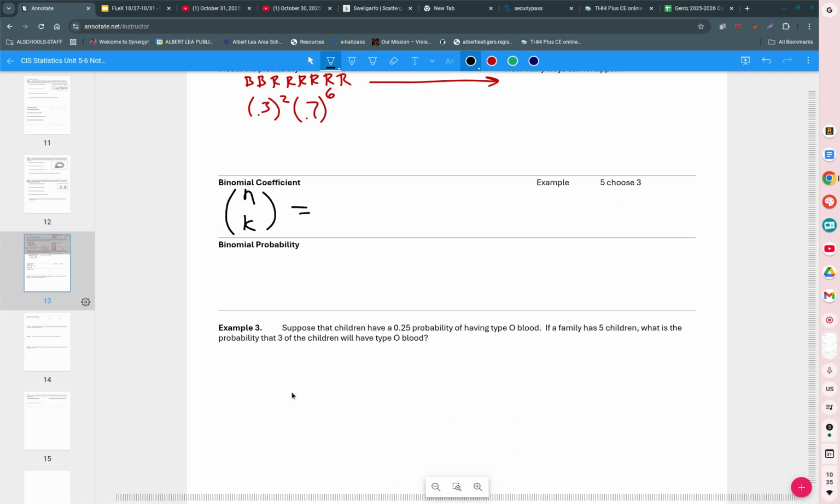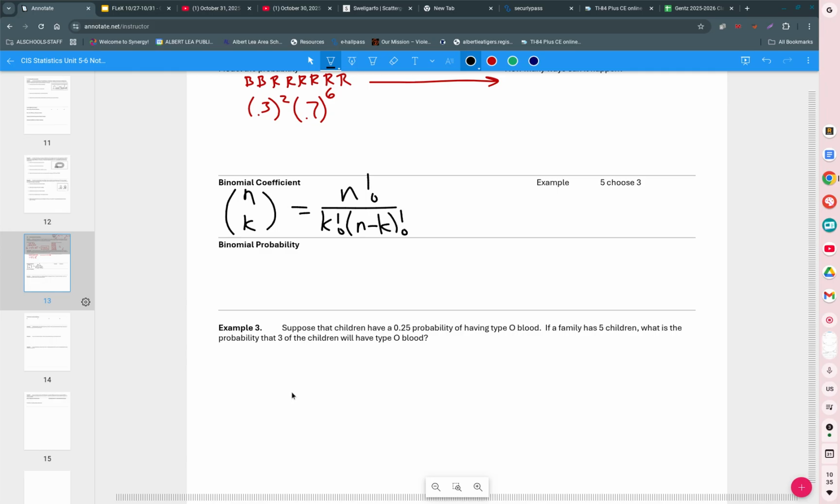It's going to look super complicated. It's not bad at all. Okay? We have n factorial divided by k factorial times n minus k factorial.